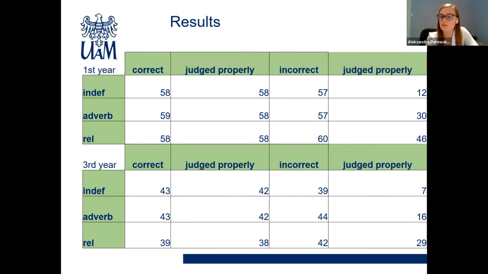The situation is similar in the second table, so for the third-year students. Almost all correct sentences included in the study within all investigated structures were judged properly. Concerning incorrect sentences, 7 out of 39 with indefinite articles, 16 out of 44 with adverbs, and 29 out of 42 with relative clauses were judged properly.